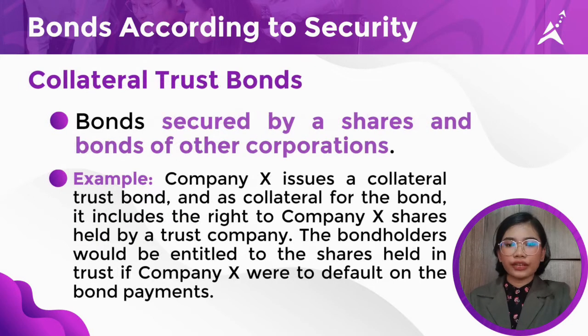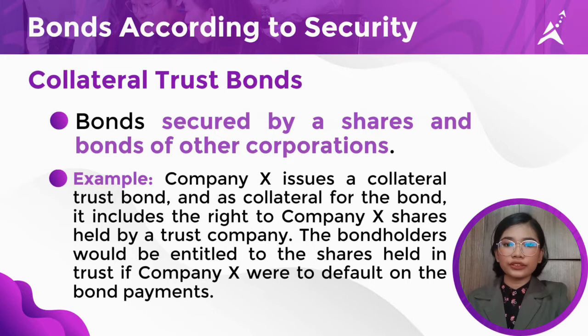Next is the collateral trust bonds. It is a bond secured by shares and bonds of other corporations. It's the same with the mortgage bonds wherein they included security in their conditions. However, instead of real properties, the securities are shares and bonds of other corporations.